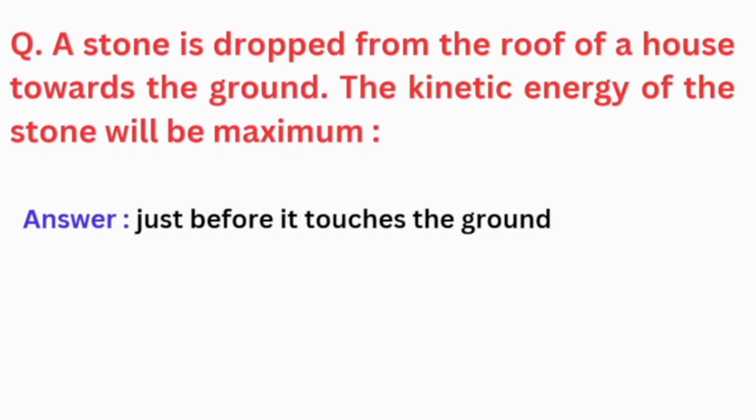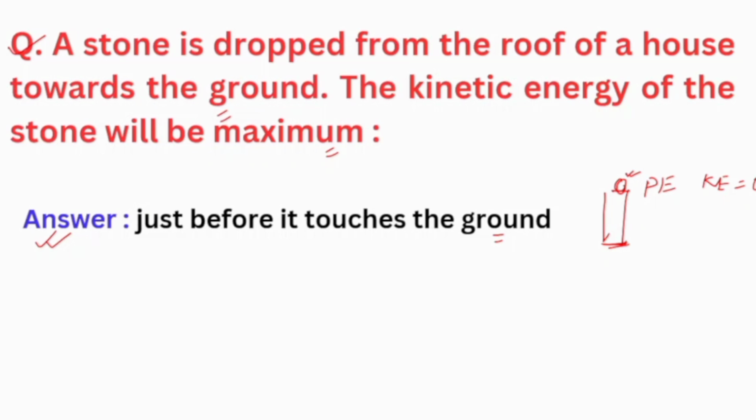Okay. Next is, a stone is dropped from the roof of a house towards the ground. The kinetic energy of the stone will be maximum. Answer is just before it touches the ground. Let's see how. Let's say this is the house and a stone is placed at the roof. So due to its height from the ground, it has potential energy, and kinetic energy here is 0.